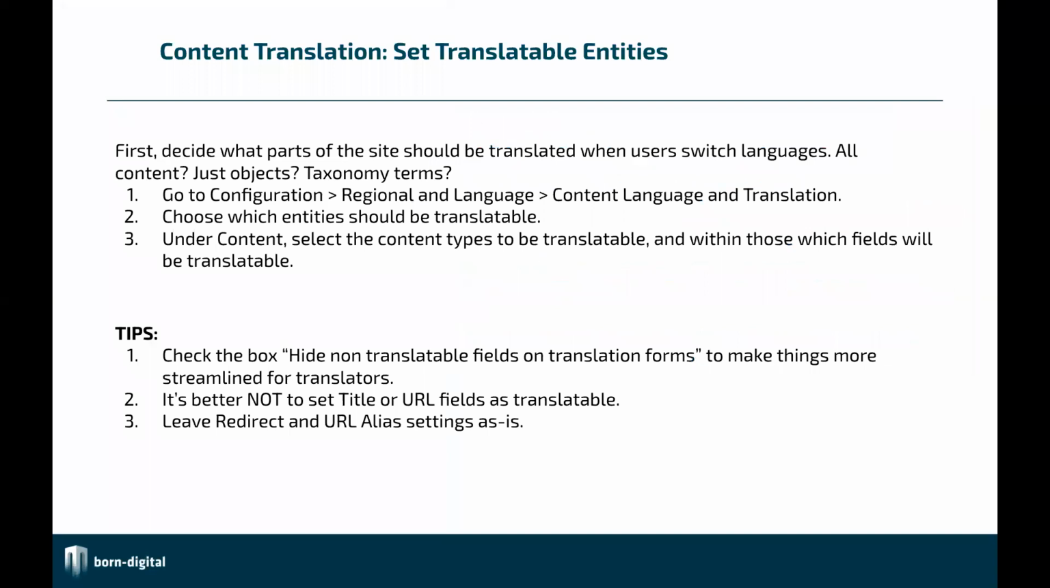And then you want to set what entities you want to be translatable on the site. We have some people who want all of the content in an object to be translated, and then we have some people who just want two of the fields to be translated. So depending on what you want, you can go into configuration, regional and language, content language and translation. And you can just select which entities should be translatable, including taxonomies, taxonomy terms, all of the fields that are in your content types. You can just say whether you want those translated or not.